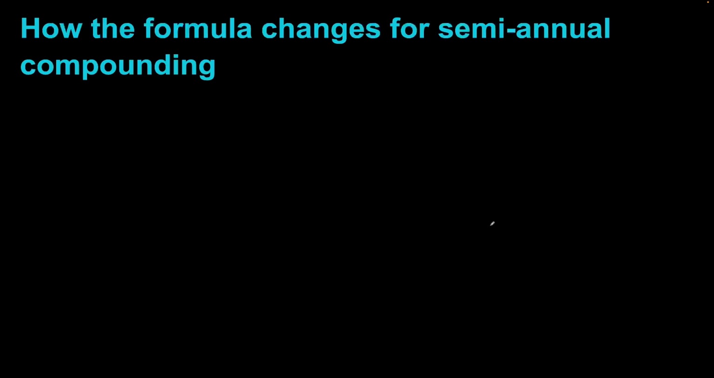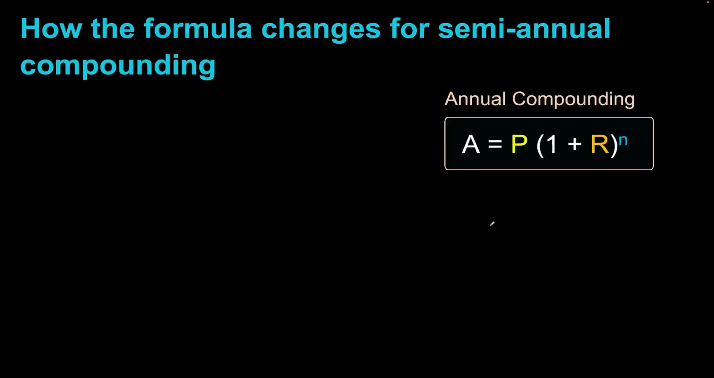So how does the formula change for semi-annual compounding? For annual compounding, this is the formula that we have studied, which is A, the total amount, equals the principal times (1 + R) to the power n, where R is the rate of interest and n is the overall tenure, the number of years. For semi-annual compounding, this is how we need to change the formula.